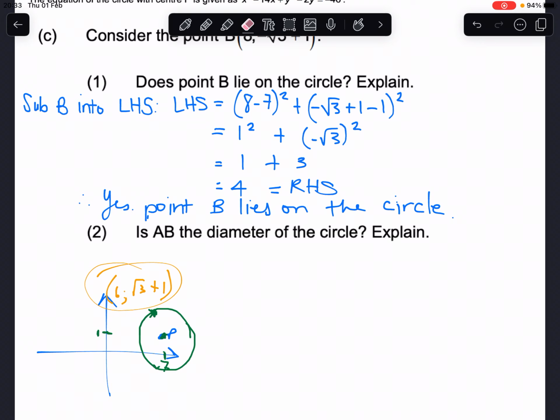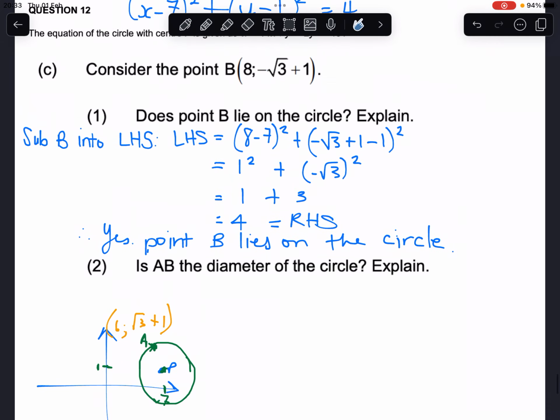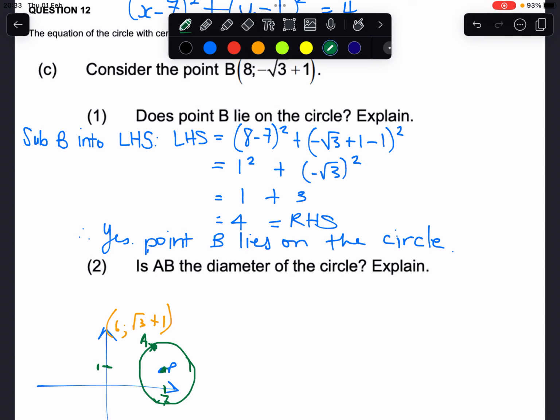Okay. So we've got A over here. And then we've got B, the point B, which is 8 and negative root 3 plus 1. So negative root 3 is negative 1 comma something. So this is a point somewhere here below the x-axis. Okay, wait, just need to wake up my laptop. Right. So how could we prove that this is in fact the diameter or not?